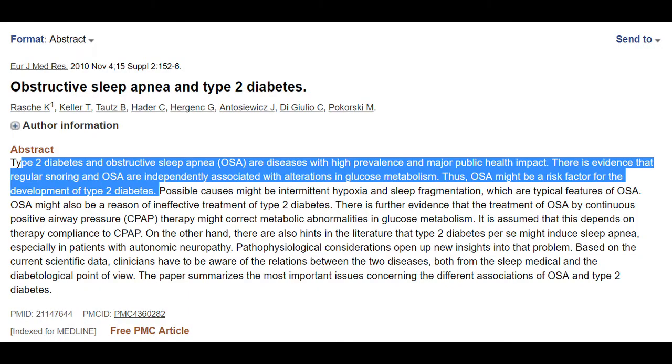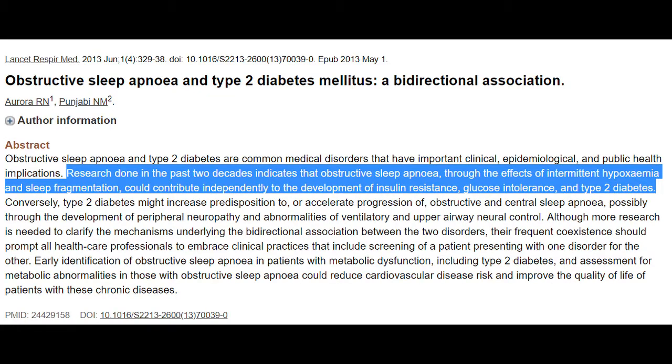Then if we just have a bit of a look here at some of the studies, obstructive sleep apnea and type 2 diabetes: evidence that regular snoring and obstructive sleep apnea are independently associated with alterations in glucose metabolism. Thus, obstructive sleep apnea might be a risk factor for the development of type 2 diabetes. So this is just one research result on how obstructive sleep apnea can lead to type 2 diabetes.